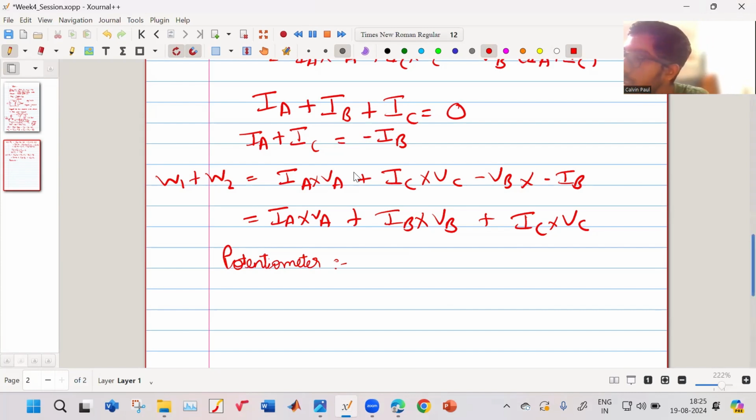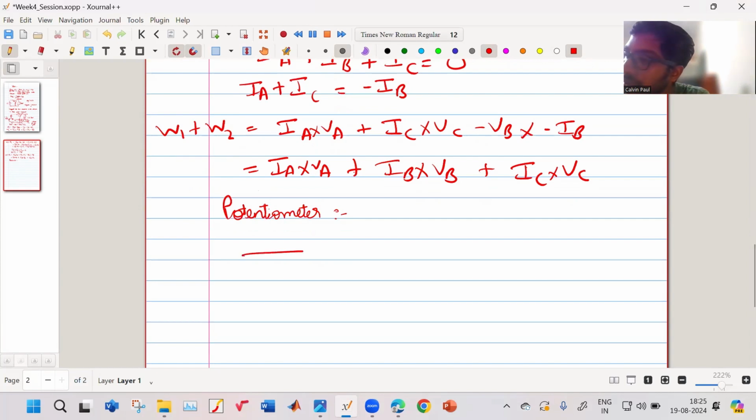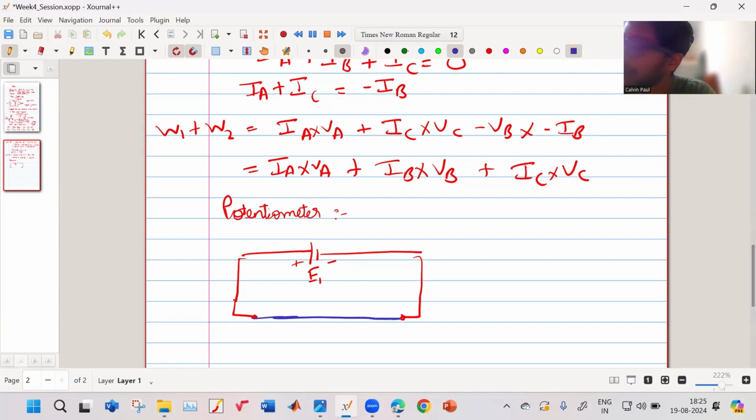So a potentiometer is basically constructed like this. There will be some source, let us assume some E1, that will be connected to some point. Then let us draw a wire of some certain length L.